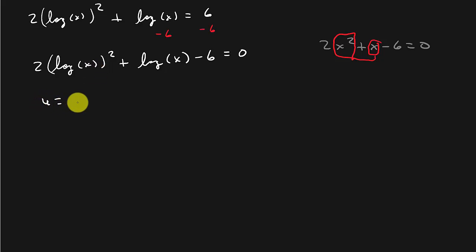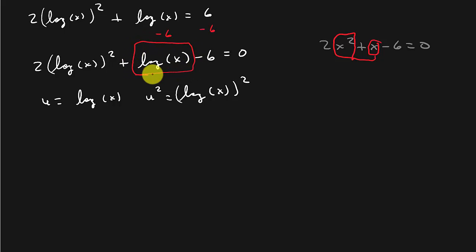So I'm going to let u equal log x, and then if I square both sides, I get u squared equals log x squared. So what I did there is I'm using u substitution to solve this equation that's quadratic in form. I'm letting u equal this middle term, and then I'm squaring both sides to see if I end up with the first term, and I did.